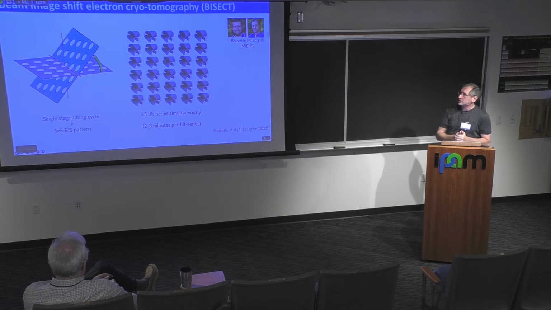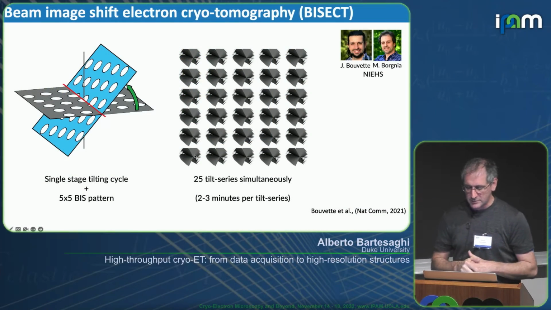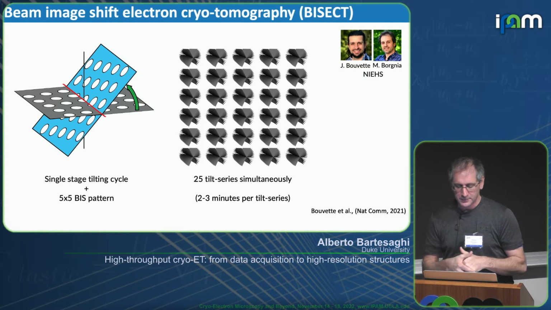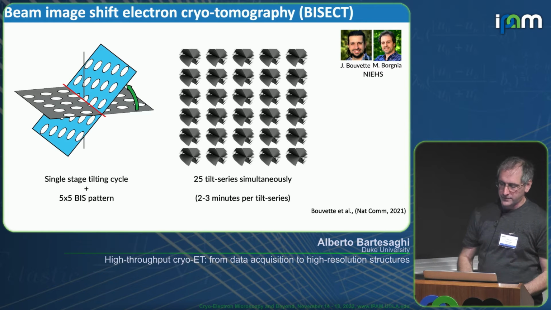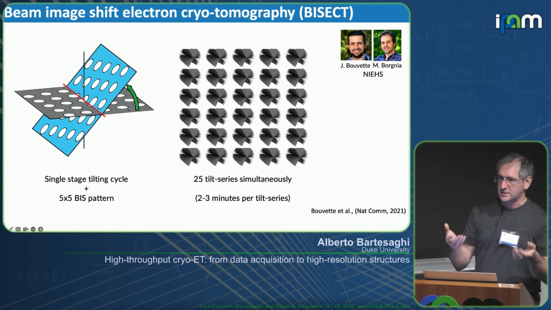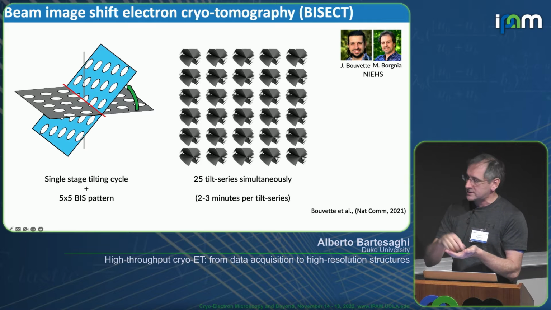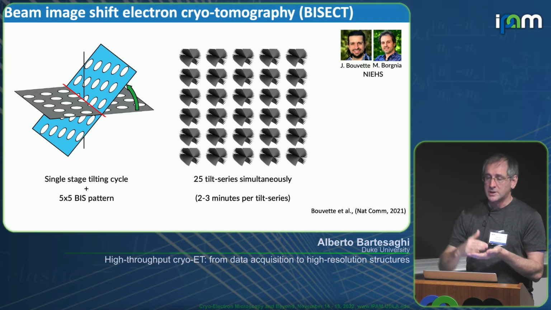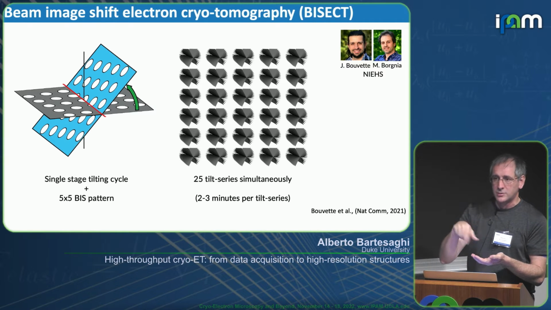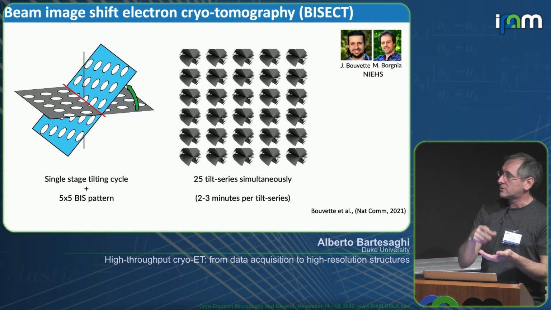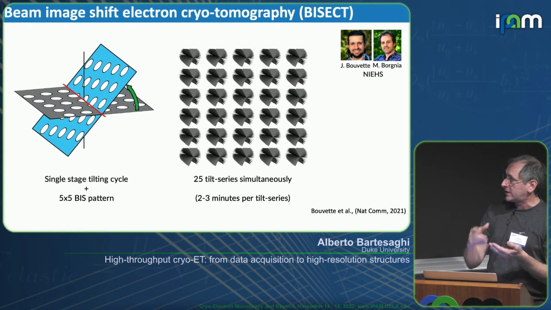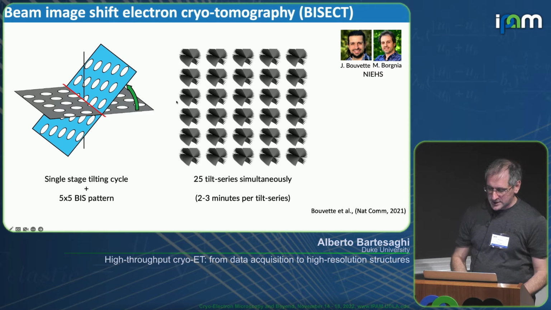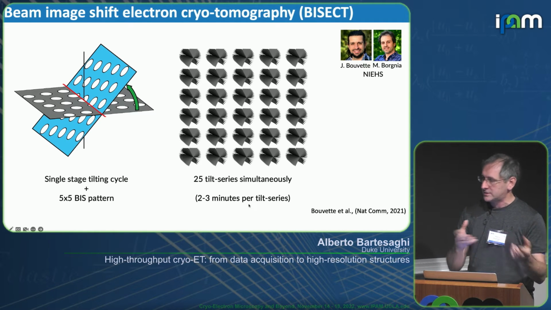So essentially what we did, working in collaboration with Jonathan and Mario from NIHS, is extend this idea to tomography. Now we start with a 0 tilt, and instead of taking a single projection, we take, in this case, a 5x5 beam image shift pattern. So we take 25 positions. Then we tilt the stage to 3 degrees, and we take another 25 positions, and we keep doing that. So in one entire tilting cycle, we get 25 tilt series all at once. And that comes down to about 2 to 3 minutes, again, depending on the conditions.